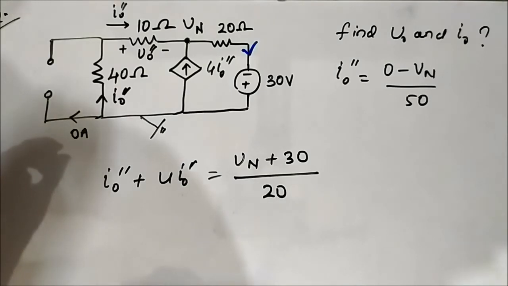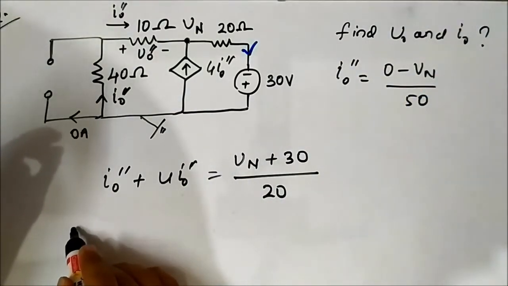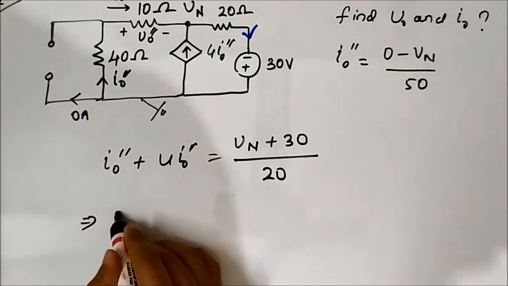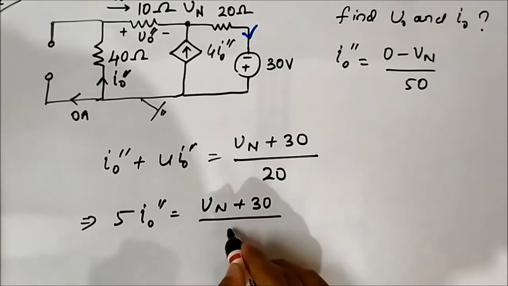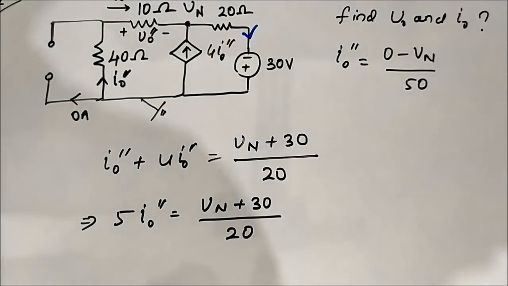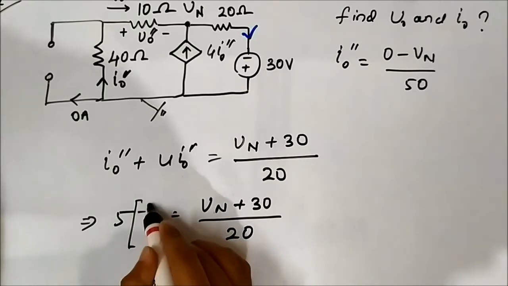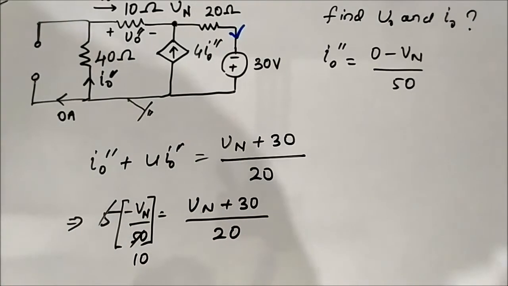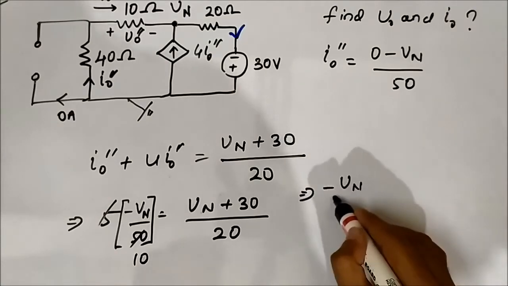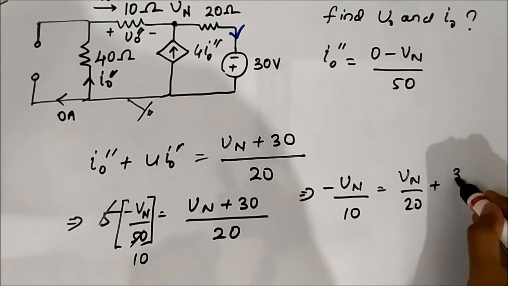So here we will bring it in terms of I0 double dash, in terms of minus Vn. So we can write it as 5 I0 double dash is equal to Vn plus 30 by 20. I0 double dash we can replace with minus Vn by 50. Minus Vn by 50 times 5 is minus Vn by 10. That implies minus Vn by 10 is equal to Vn by 20 plus 30 by 20.